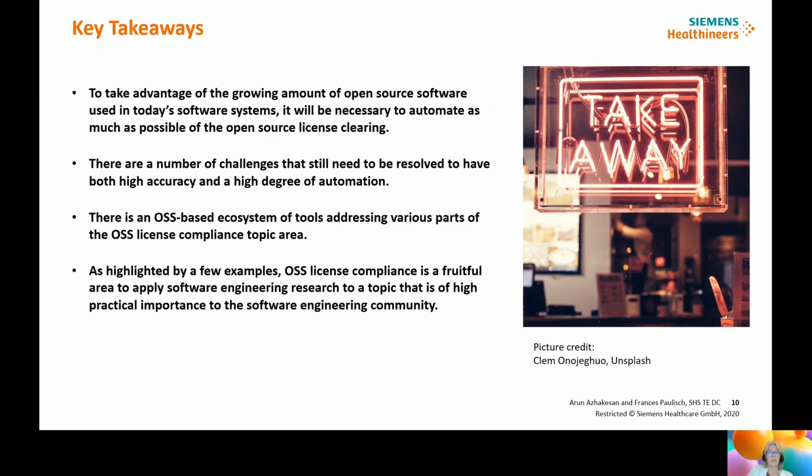So the closing topics, the key takeaways is to take advantage of the growing amount of open source software used in today's systems throughout the world. So not just in our company, but everywhere in the world. It will be necessary to automate as much as possible the open source license clearing. And there's a number of challenges that need to be resolved here in order to have both the high degree of accuracy that is essential, as well as a high degree of automation, as much as that is possible.